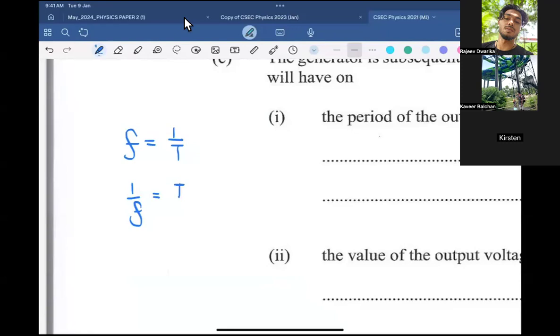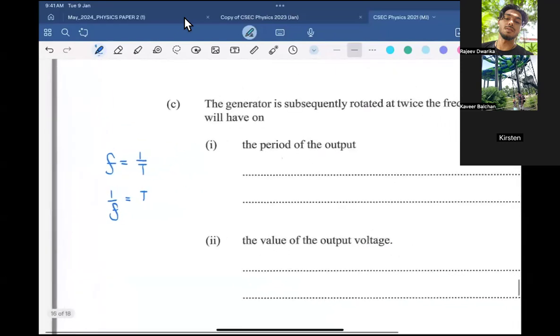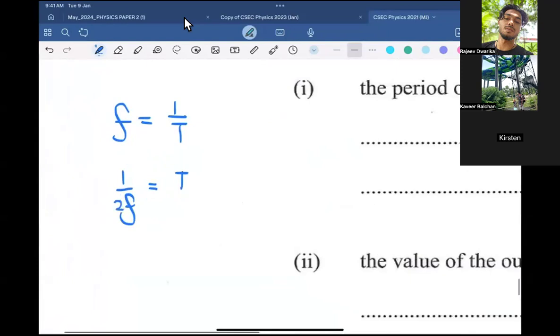So let me ask you a question. If I rotate at twice the frequency, so if I increase my frequency by 2 times, watch again, I increase my frequency by 2 times. What do I do to the periodic time? Do you see any fractions here? So before it was 1 over F, and now it's 1 over 2F. So what do I do to the periodic time?